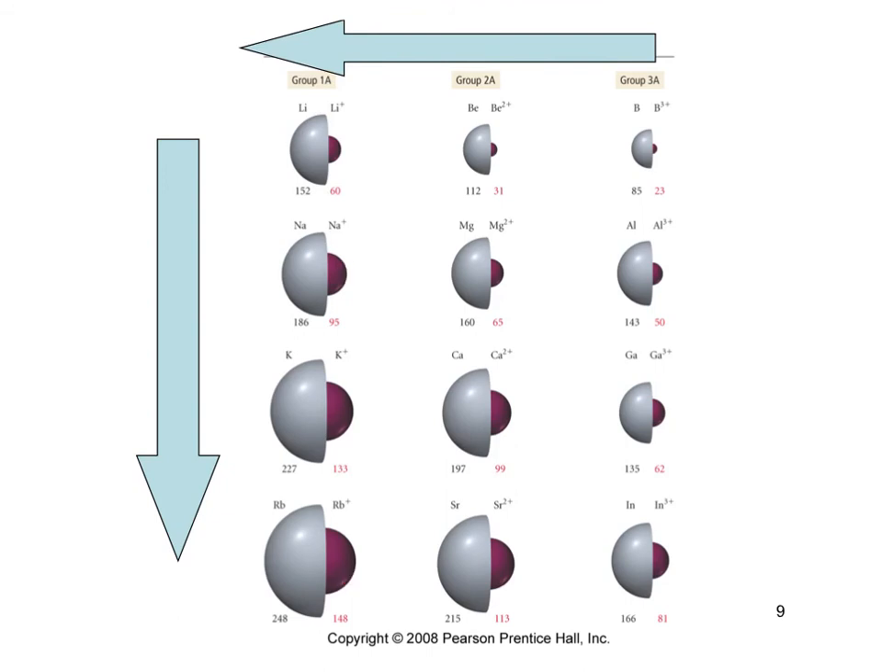And then going across the period, you can see it here. It's getting smaller, so the neutral is getting smaller. The cation is getting smaller as well. So the size is increasing this way. When you go this way, they're getting smaller. Come back.